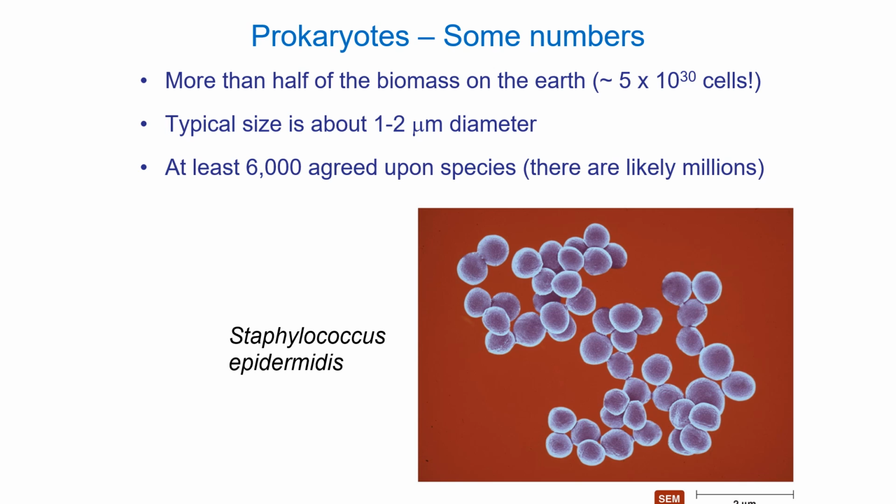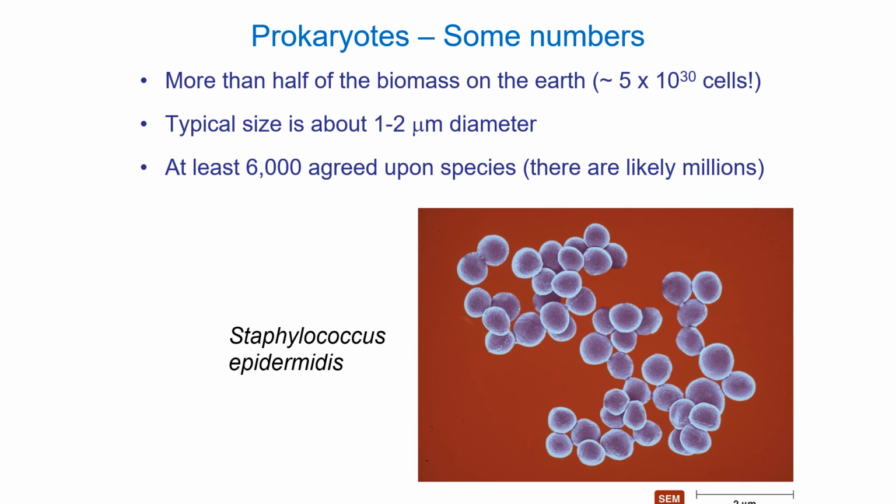It's estimated that there are 5 times 10 to the 30 cells. That's a 5 with 30 zeros after it. That is a big number. Just in you, and this is an amazing thing to think about, there are more prokaryotic cells than there are eukaryotic cells. There are about 10 times as many prokaryotic cells in and on your body than there are your own cells. It makes you question what you are. Are you a human or are you an incubator?